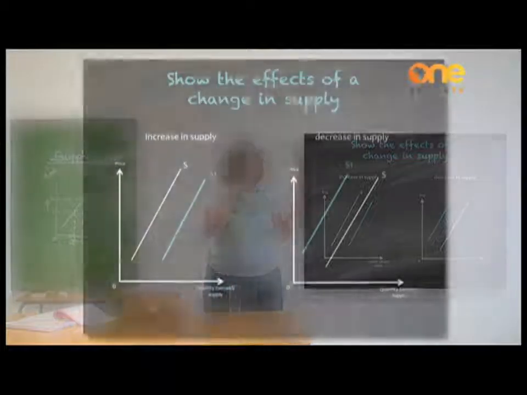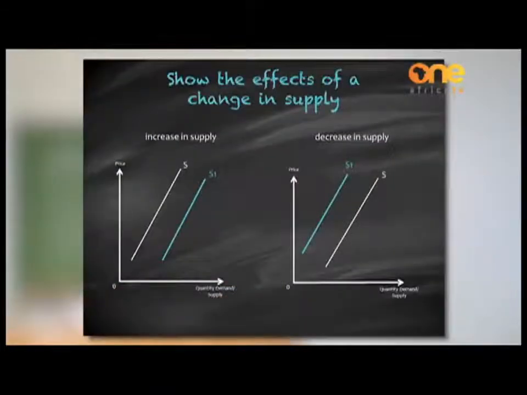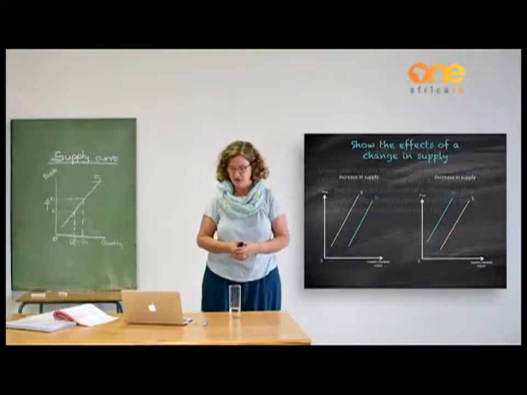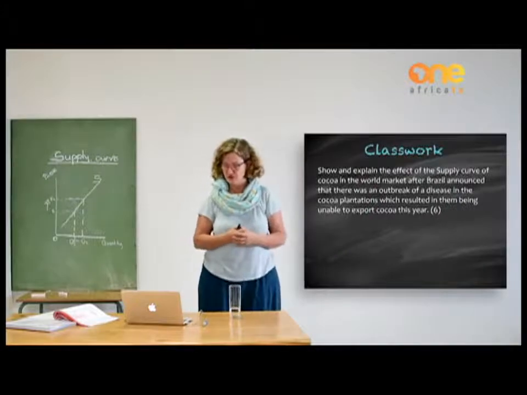Okay, now you can see on the PowerPoint, I again show you how the supply curve moves. If the supply for a product increases, the supply curve will move to the right. And if the supply decreases for a product, then the curve will move to the left. We will look at different examples where supply increases and where supply decreases, so that you can see the effect of that.